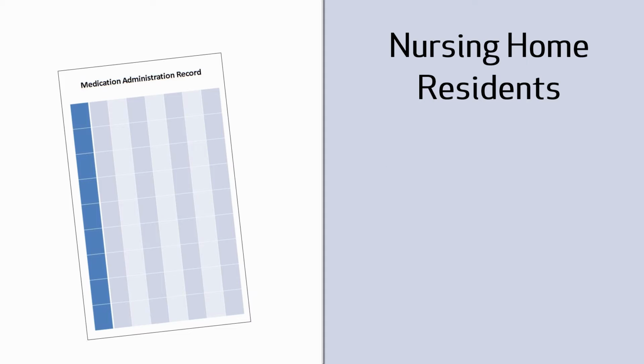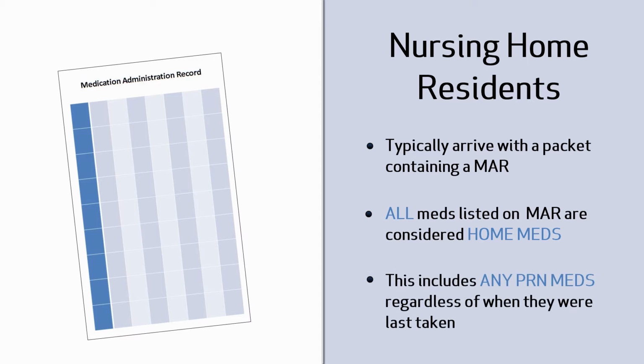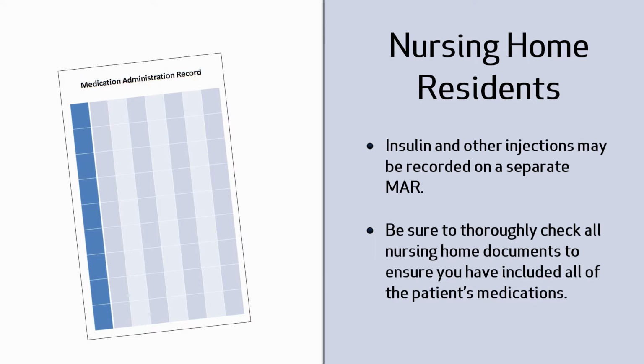Nursing home residents typically arrive with a packet containing their nursing home MAR. Medications listed on the nursing home MAR are considered to be home meds, so they will all need to be documented. This includes any PRN meds, even if they haven't been taken in the last 30 days. It is important to note that insulin and other injections may be recorded on a separate MAR. Be sure to thoroughly check all nursing home documents to ensure you have included all of the patient's medications.